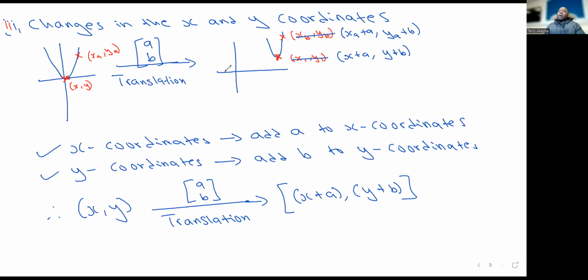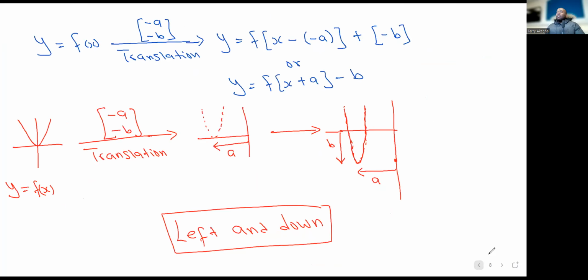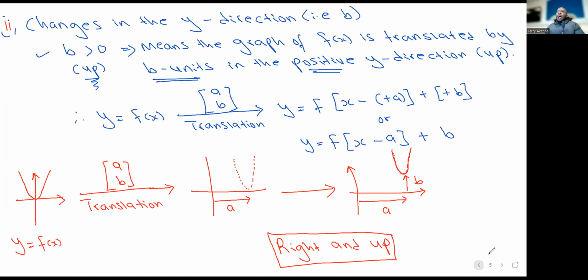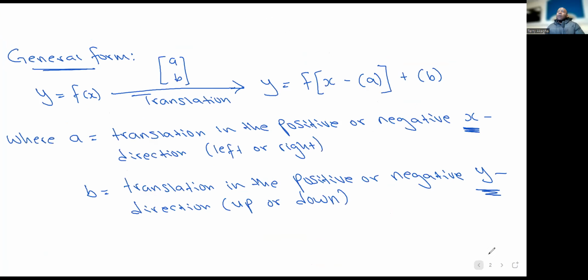Okay, and also I talked about the changes in the x and the y coordinates. So the x values before translation and the x values after translation. What you basically do, you add a to the x and you add b to the y. All right. So for the last 30 minutes, I've been talking about the general form all this while. So I'm going to also talk about what about if you're not given a general form? What about if you're given the real equation? How do you solve it?